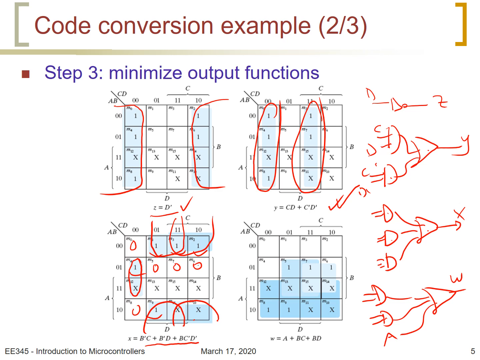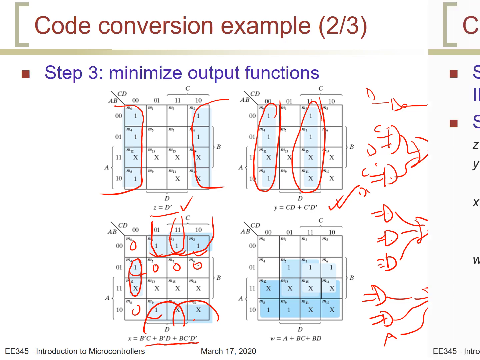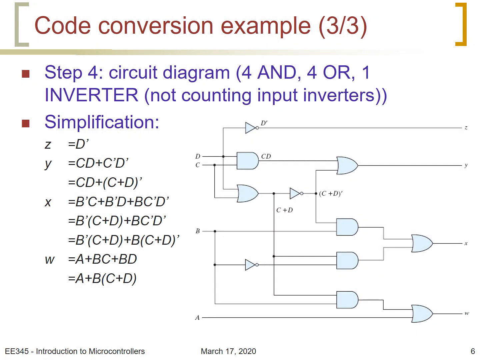We can probably improve by using the same gate as we can see here. So we can keep z as is. Now y, which is cd plus c prime d prime, we can write as cd plus (c or d prime) using De Morgan's law, of course. And x, we can write as follows: b prime c plus b prime d. We take b prime (c plus d) plus b, and c prime d prime, we write as (c or d prime). And finally, we write w as a plus b and (c plus d).